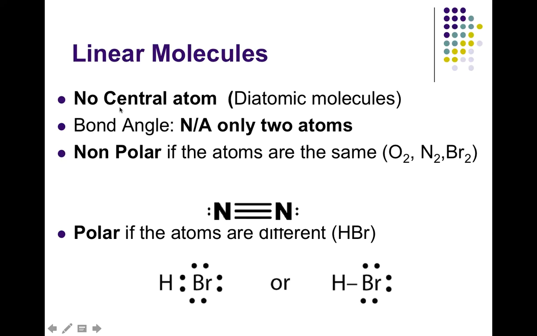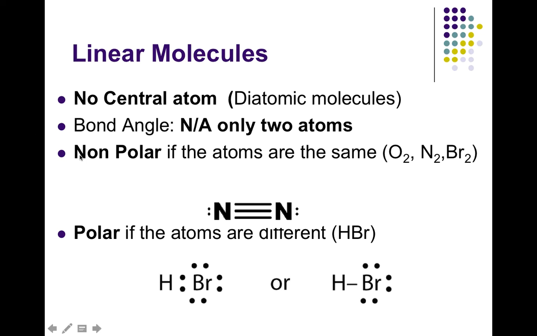So there's no central atom. These are diatomic molecules. So in the first column, you're going to write no central atoms. The shape that you're going to write in the second column is linear, and there's no bond angle. If it's a line, there's no real angle. If there's just two atoms, to have an angle, you have to have three for that.